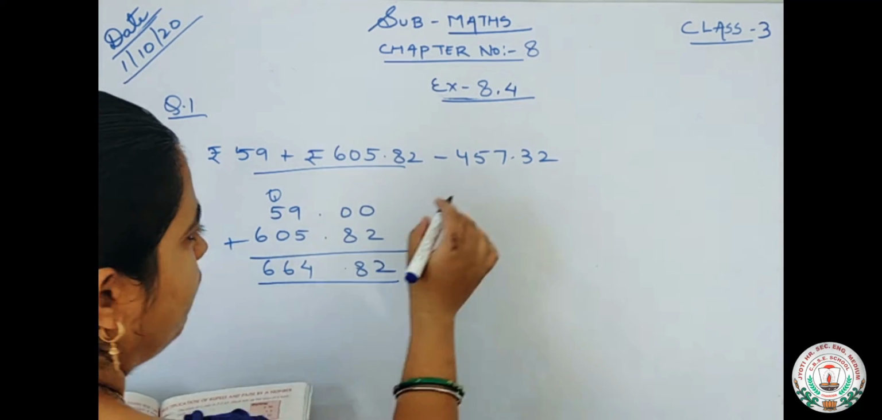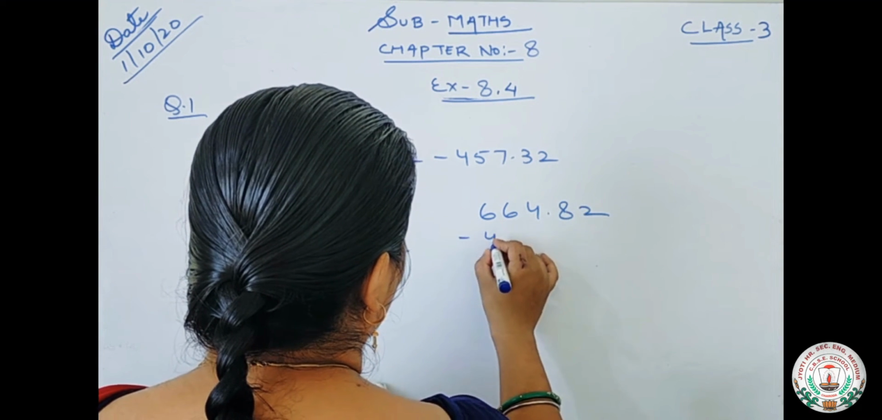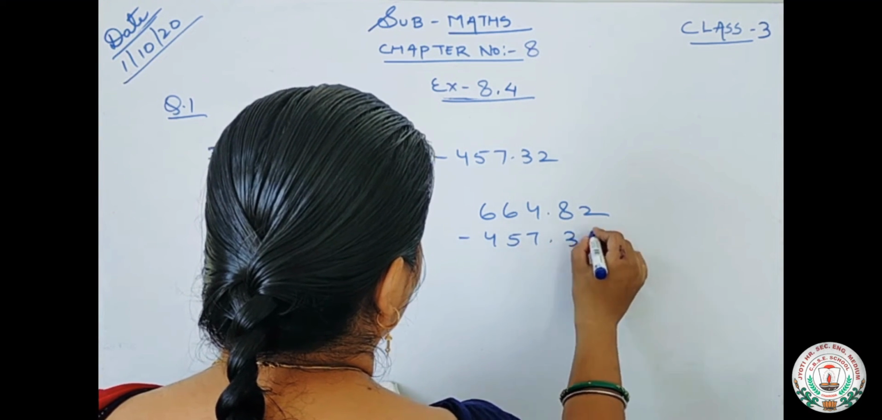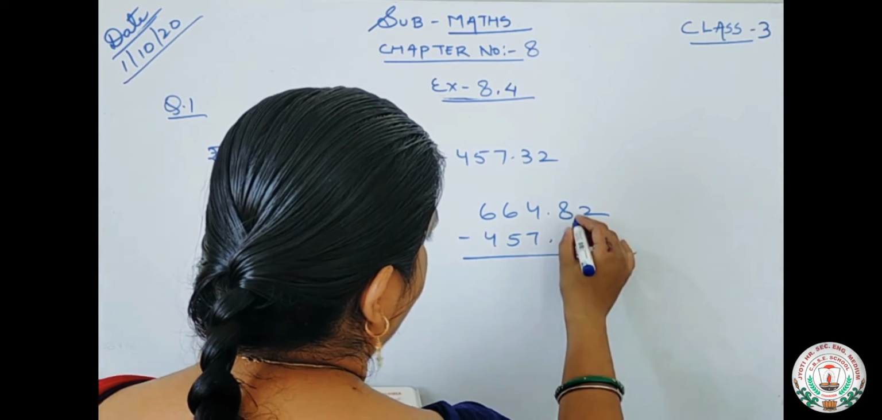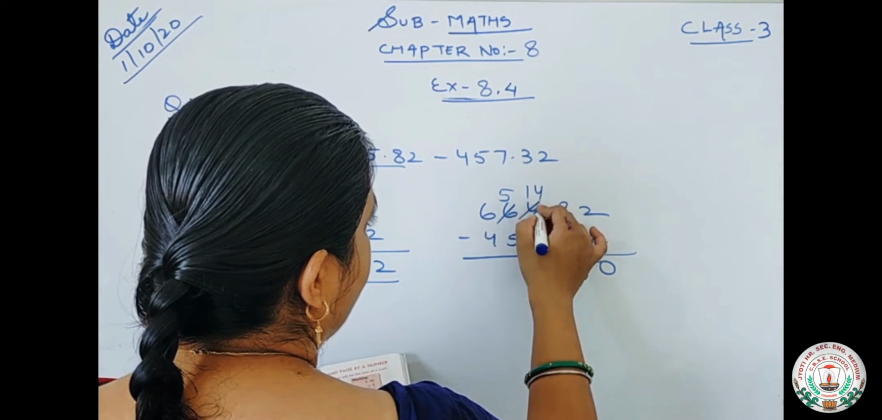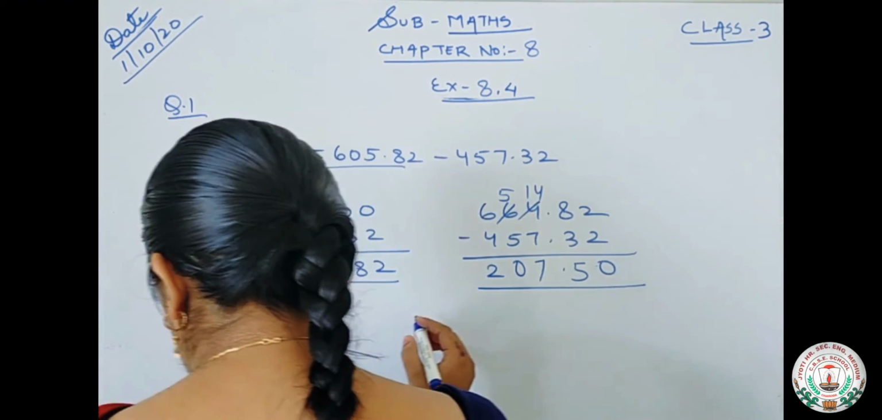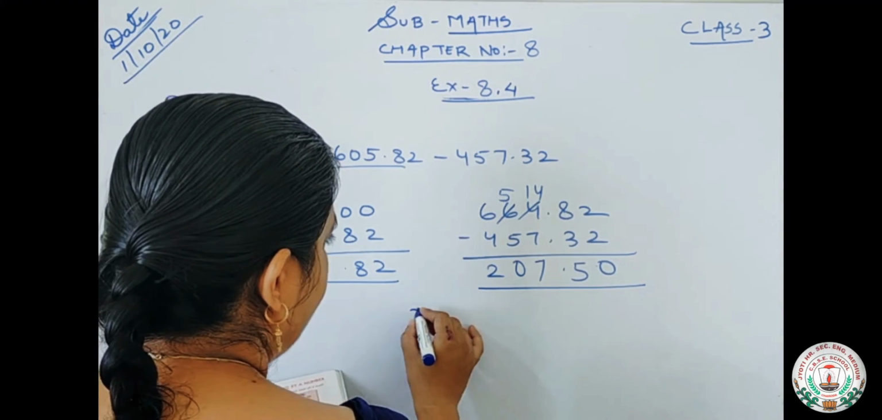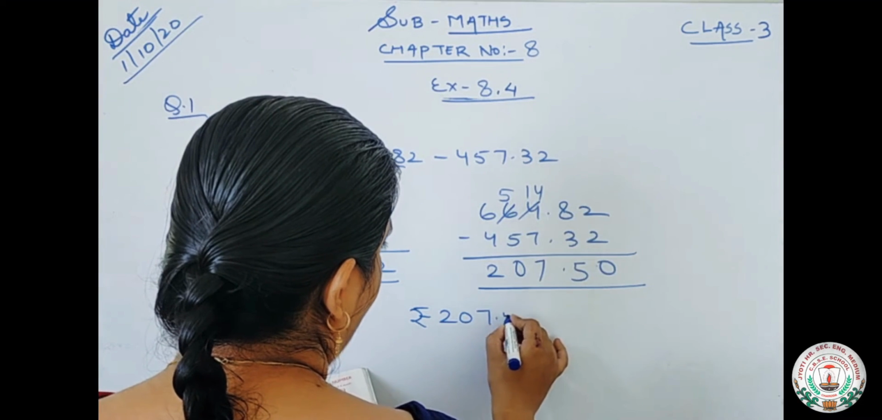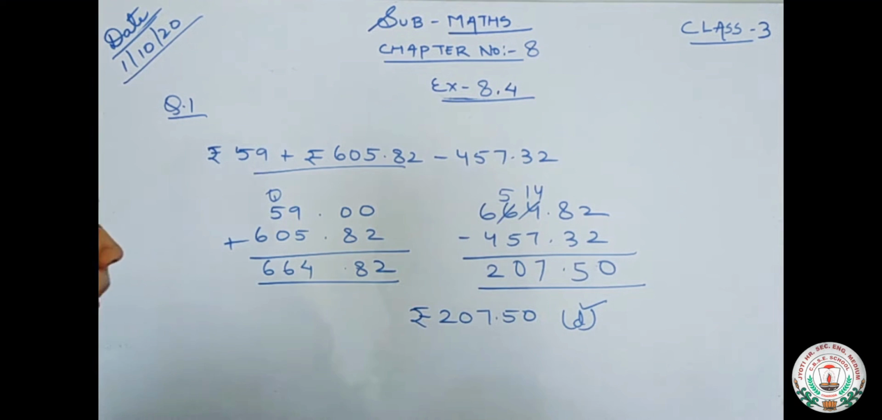What did we get? Then we will subtract. 664.82 minus 457.32. 2 minus 2 is 0, 8 minus 3 is 5, 14 minus 7 is 7, 5 minus 5 is 0, 6 minus 4 is 2. So what is our answer? Answer is rupees 207.50, which is given in option number D. So you will take option number D for question number 2.